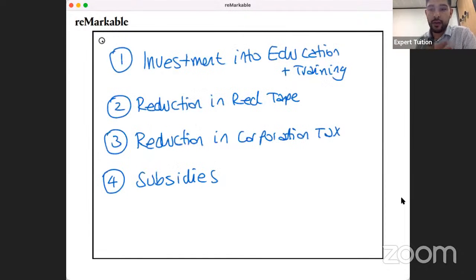Now, if I was doing macro, by the way, very easy. I would 100% choose this as my macro point, the supply side policy. Investment into education and training. There are a multitude of different points that you can make. One is that it's going to result in workers becoming more efficient and productive. Two, it decreases a concept known as unit labor cost.